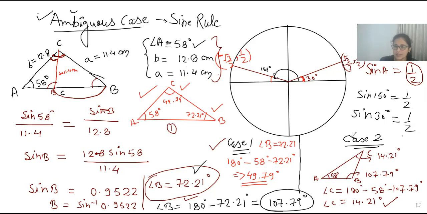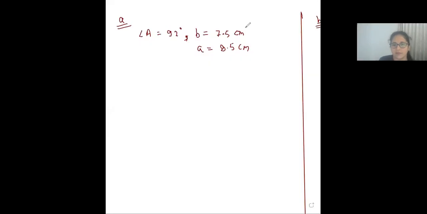So that means if from the given data we can draw two triangles, that case is an ambiguous case. Let's see an example from your book. Same question, question number 13. Let's see the A and B parts. So for the A part, angle A is given as 92 degrees, that is more than 90, obtuse angle, and sides B and A are given.